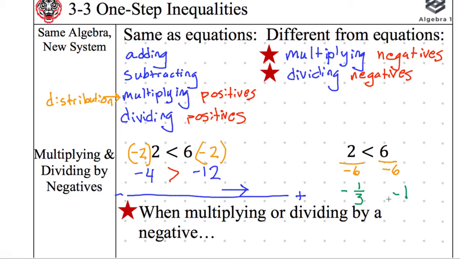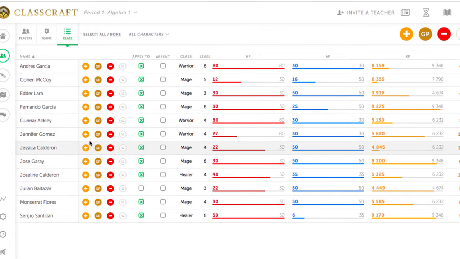Which of these two is bigger? Which of them is more positive? Which one is on the right hand side on the number line? Is it -1/3 or is it -1? Quiet raised hand. Let me give Fernando his XP before I forget.